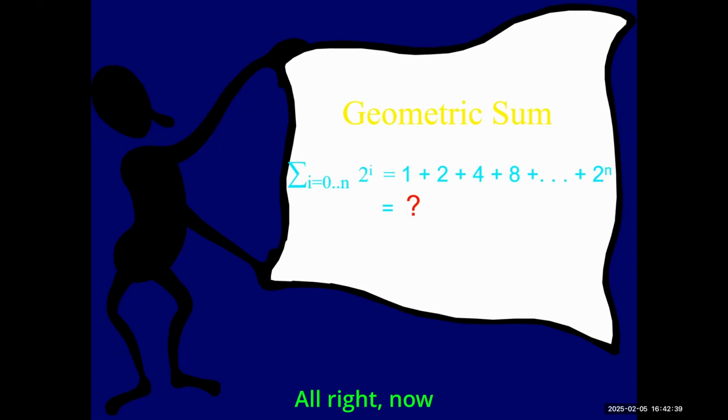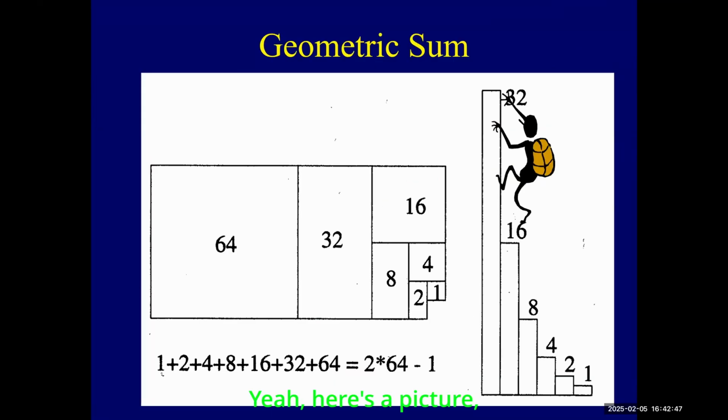All right, now, this isn't as good. They're growing fast. Here's a picture. Every term is twice the previous term. And if you look at, proof by picture, what's the sum of the terms up to 64? It's double 64 minus 1. And we could go through a whole proof of that.